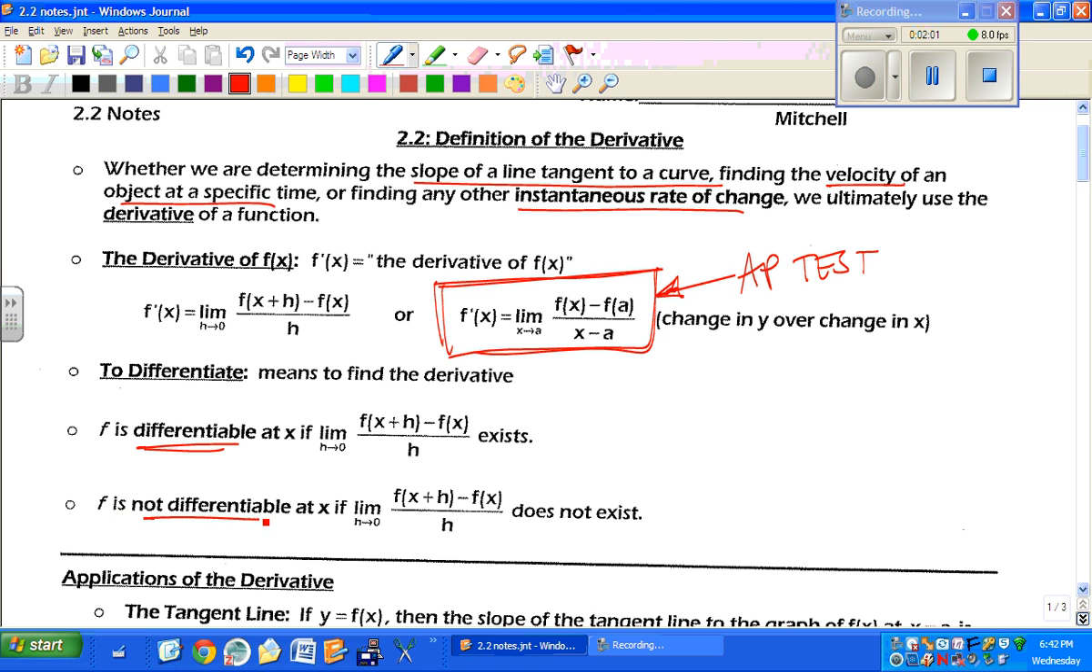F is not differentiable at x if the limit of the difference quotient does not exist. So if we get infinity, negative infinity, or we don't get the same thing on both sides, that means the limit does not exist, and it's not differentiable.